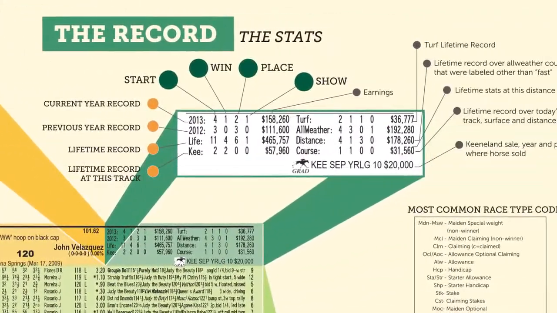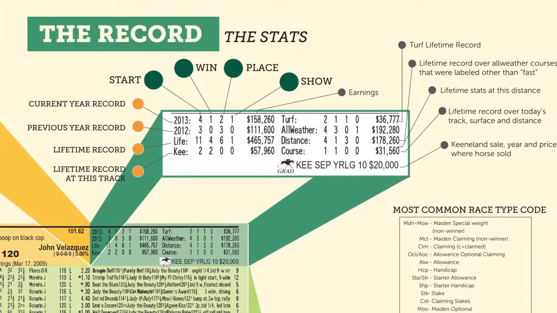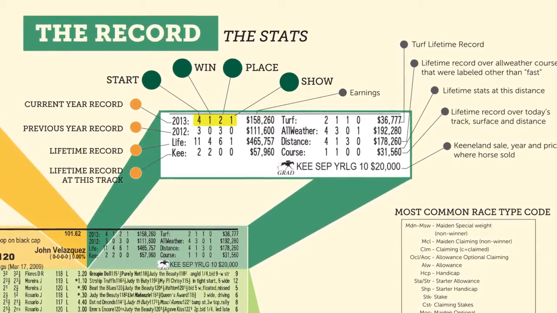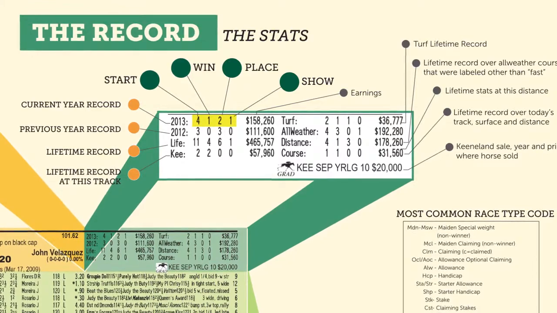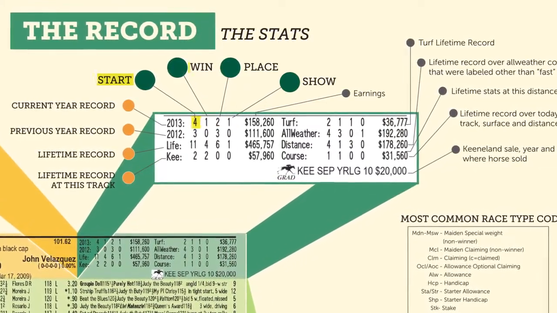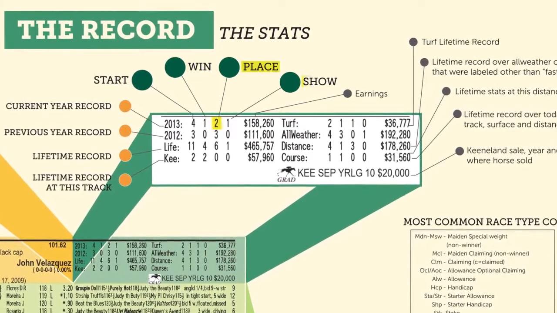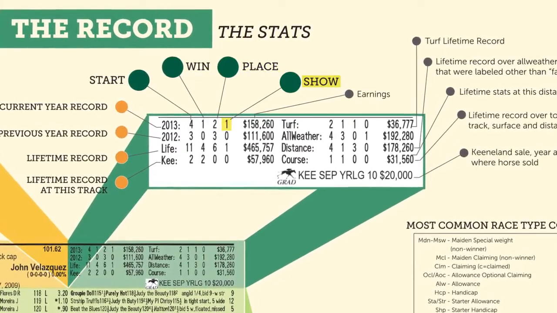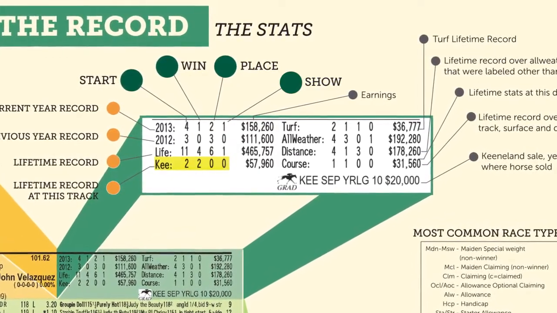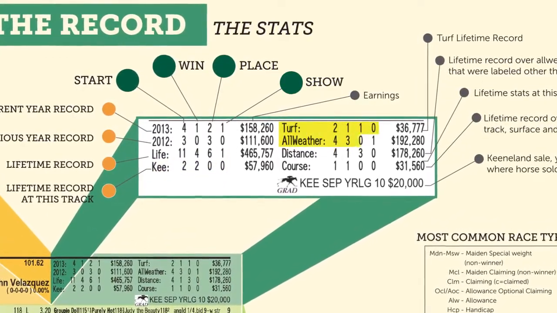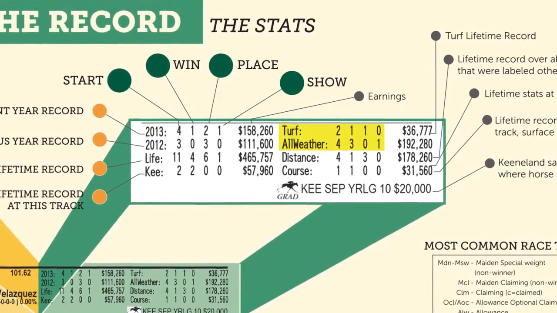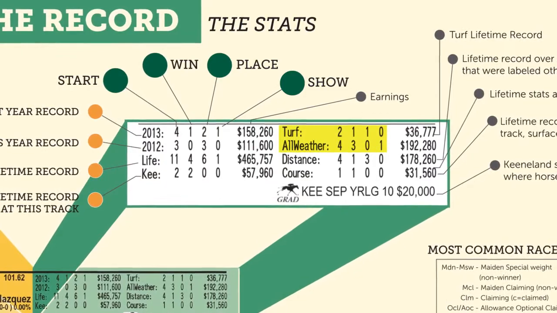Now, the second section is going to be the record. In this section, we're going to have a couple different types of figure followed by four numbers. These four numbers are going to represent the number of starts, followed by the number that horse has come in first, second, and third place. And ones that I usually like to look at are the Keeneland statistics. That's how many times this horse has run at Keeneland, followed by the turf and all-weather types of surface. Turf is grass, because those are the two types of surfaces that we have here at Keeneland.